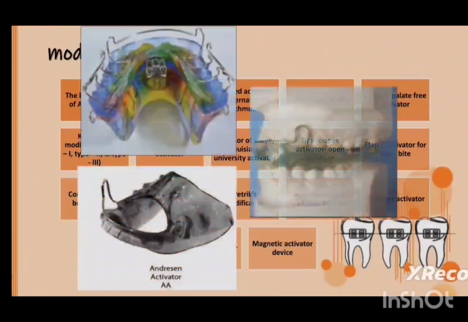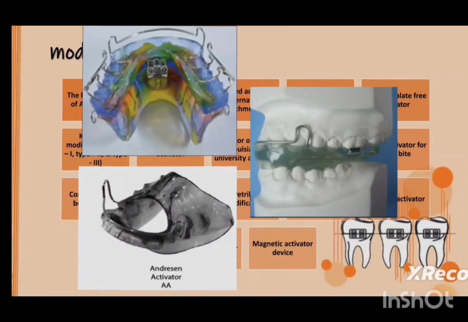These are the images. The first one is the Binder's modification. The second image is of Anderson activator, and the third image is for the open bite appliance.